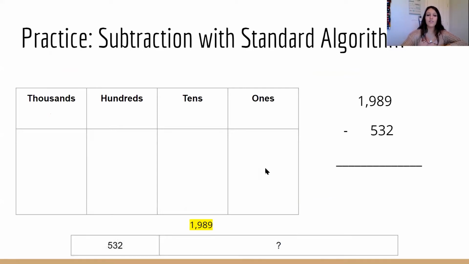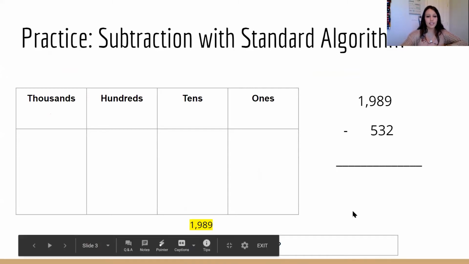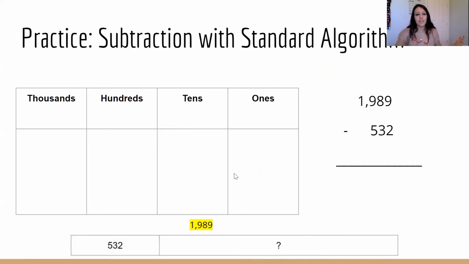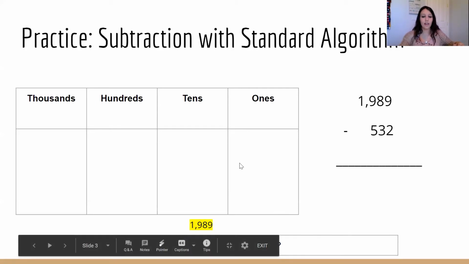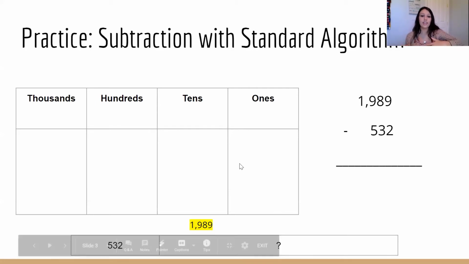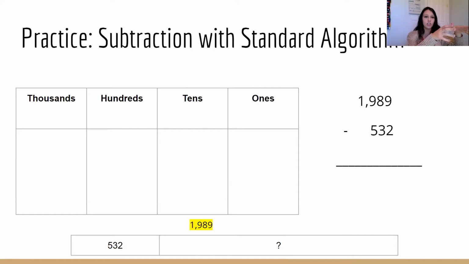1,989 minus 532. And as you guys can see at the bottom here, I have our tape diagram. So for our tape diagram, we have 532 on the bottom, and then we have a question mark as the other side of it. The entire bar here is 1,989. If we have 532 as one part of that, we want to figure out what the other part is in order to make 1,989. That's why we're looking at this as a subtraction problem, because we know one part and we know the whole, but we're missing the other part.